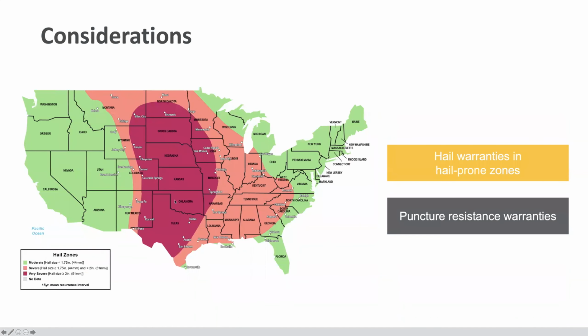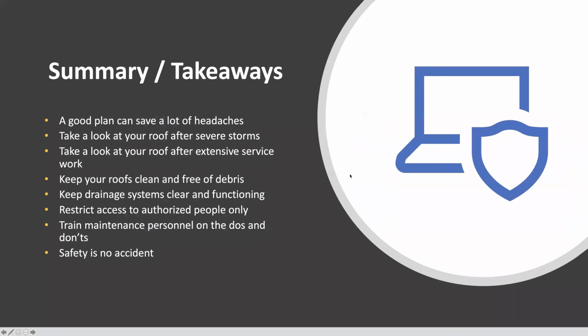If you're in a hail zone that's like this, in these areas that we have seen just tremendous issue, I strongly encourage you to look at the thicker type membranes that warrant against puncture and hail. And to kind of summarize, a good plan will save a lot of headaches and a lot of that friction between you and your customers, your tenants below.